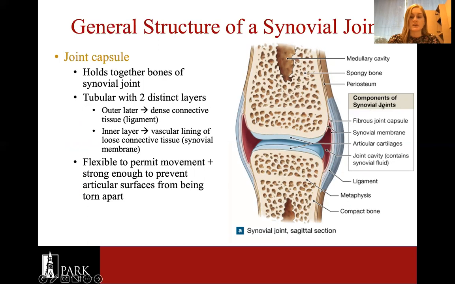So what you see here in this box that says components of synovial joints, that whole light blue or white that you see, that's going to be the joint capsule. It's going to have two distinct layers. That outer layer is going to be dense connective tissue. This is what we're going to call the ligament. The ligament is the outer layer of that joint capsule.